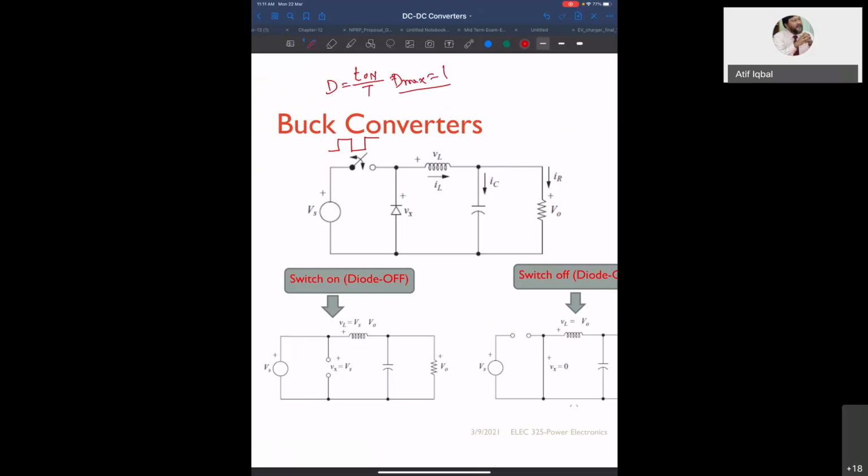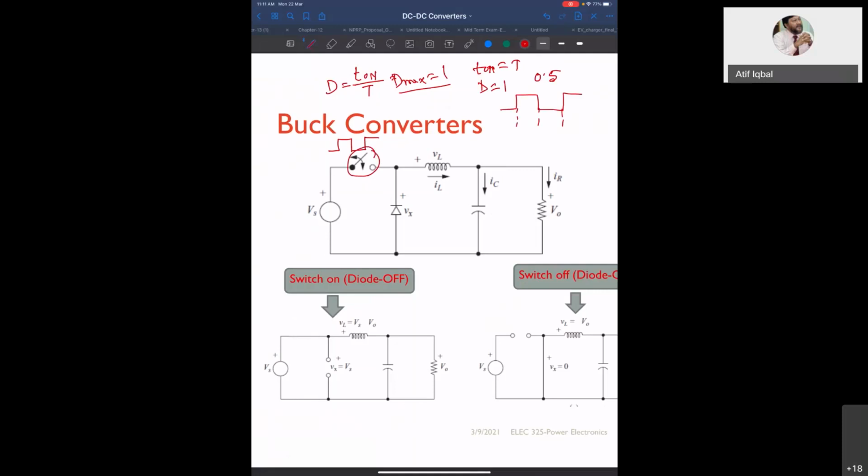So the maximum duty means all the time your switch is on. When T on is equal to T, then you have D equal to 1. So that means your switch is all the time on. When you have duty ratio half, that means the on period and off period are equal. So this period and this period both are equal. Then it is called half duty ratio. Okay. Higher the duty ratio, that means the switch is on for a long time and then off for a short time.